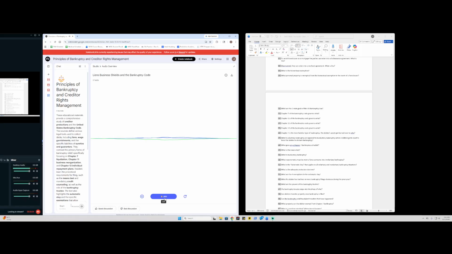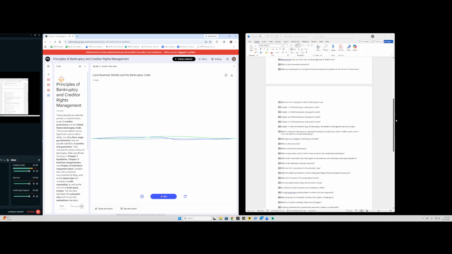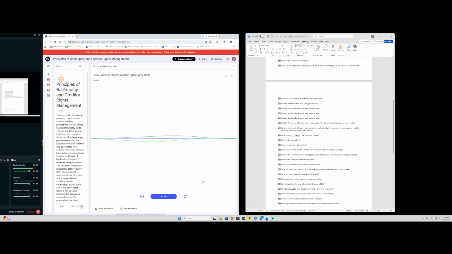That is a perfect description of a forbearance agreement. You are absolutely right. It is a temporary measure. If we connect this to the bigger picture, this is one way to avoid foreclosure. And what is a homestead exception?